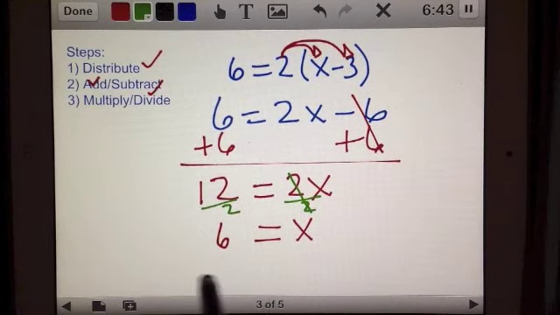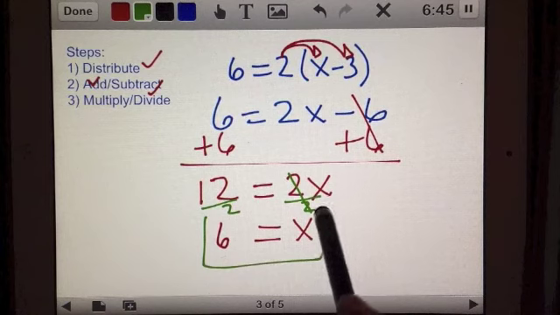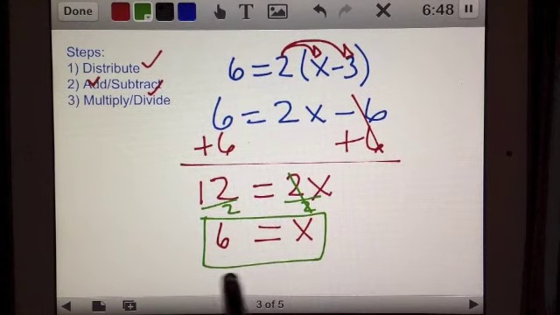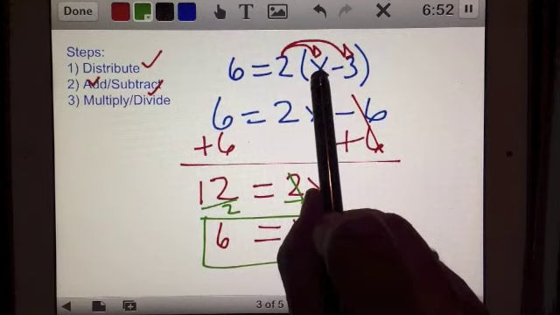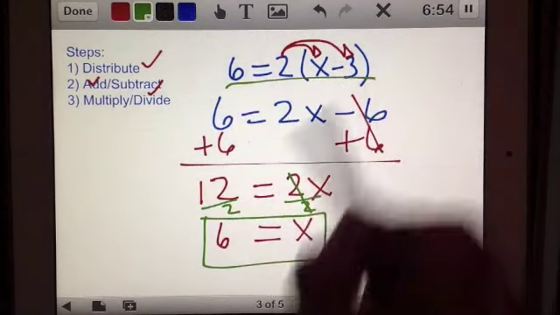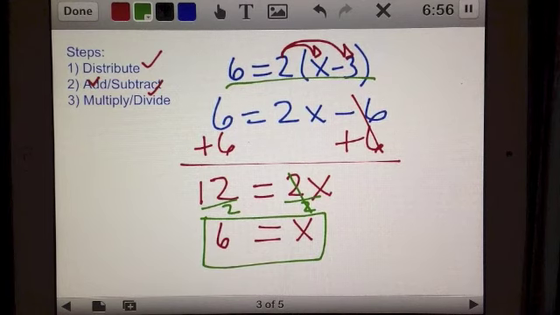Okay, so check with your partner, make sure you all have x equals 6, and then I would like for you to very quickly substitute 6 in for x in your original equation, and make sure that indeed you get a true statement.